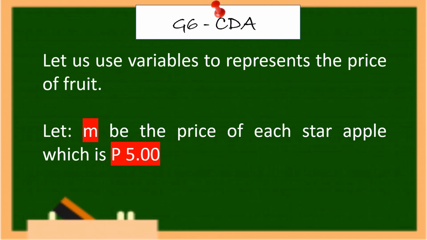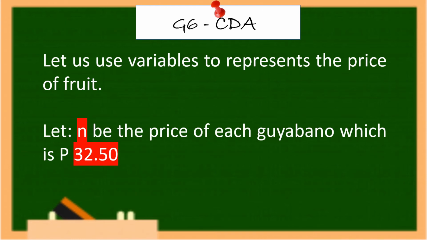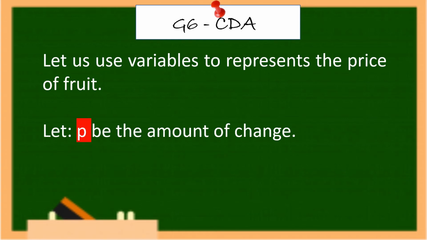Let us use variables to represent the price of fruit. Let M be the price of each star apple, which is 5 pesos. So M is 5 pesos. Let N be the price of each guyabano, which is 32.50. N is equal to 32.50. Let P be the amount of change.